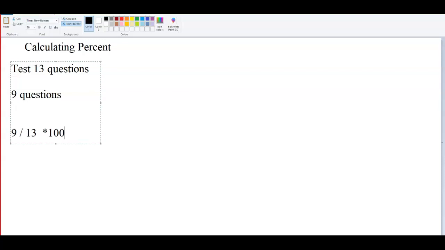So let's say, okay, how many questions did you get right out of 13? I got 9 questions right. Okay, if I ask what's the percentage of that, that means I'm asking you, out of 100, how will you convert that? What part of 100 is it? That's when you divide it by 13 and multiply by 100. It's just like the same thing.